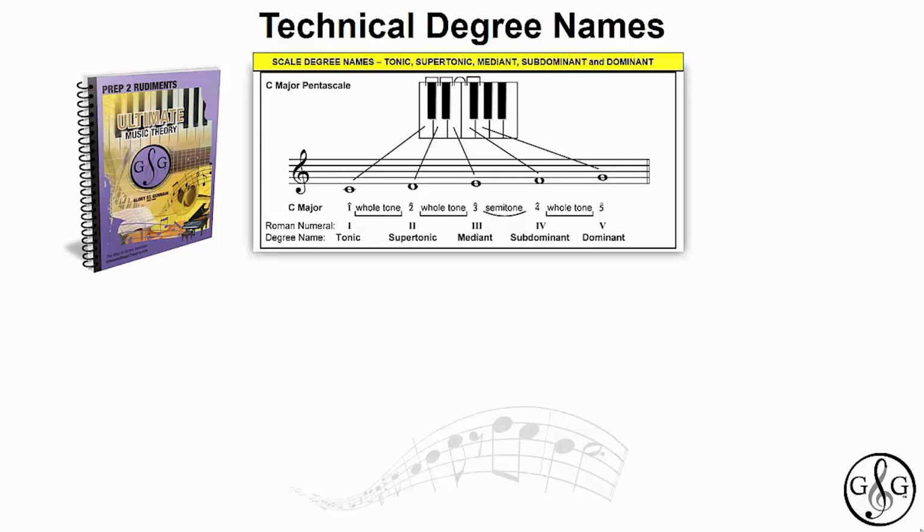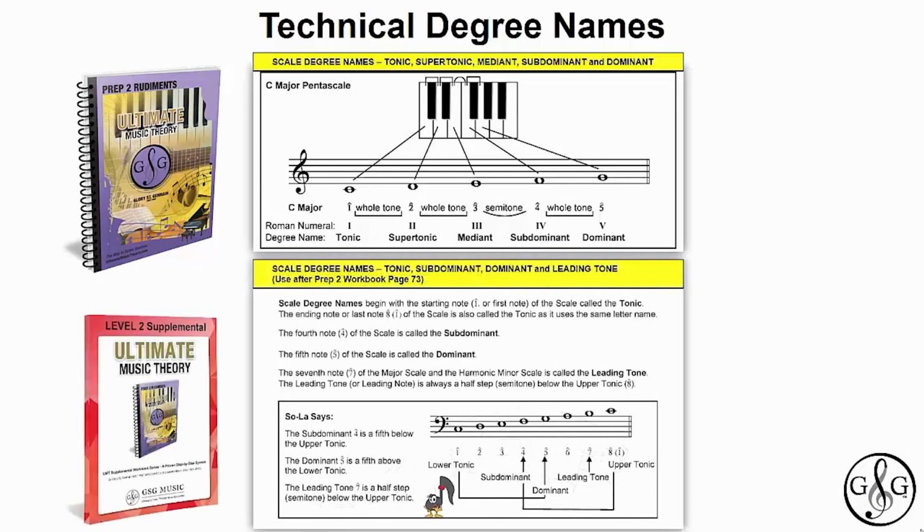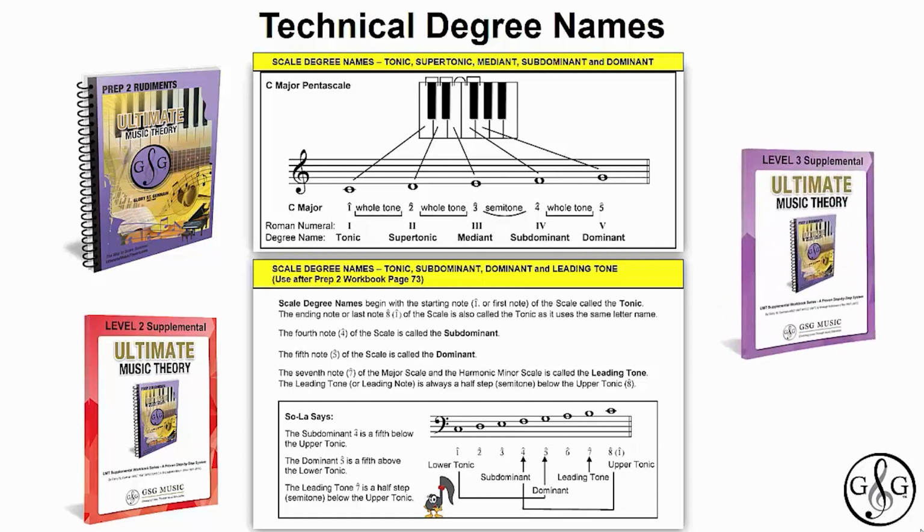Now, in the Level 2 Supplemental Workbook, the title at the top of the page introduces the new concept and identifies the page that it follows in the Rudiments Workbook. So here students are learning about the new scale degree, the leading tone, and it's used after Prep 2 Workbook page 73. When both the Prep 2 Rudiments Workbook and the Level 2 Supplemental Workbook are complete, students will move on to the Level 3 Supplemental Workbook. So it's really an easy system, easy to follow.